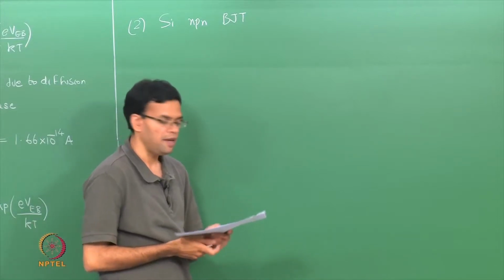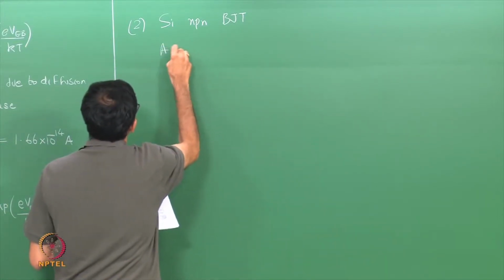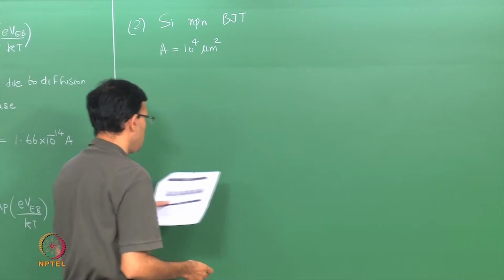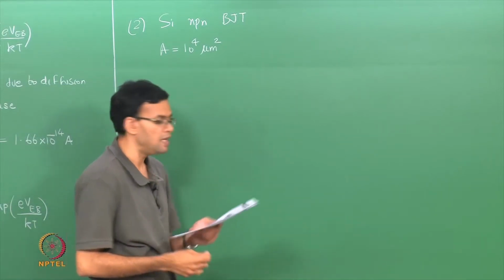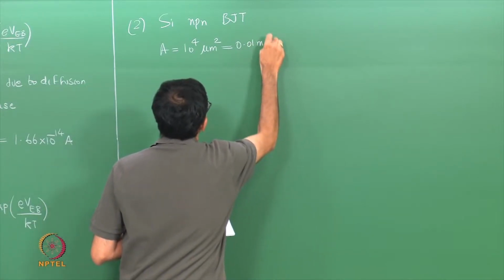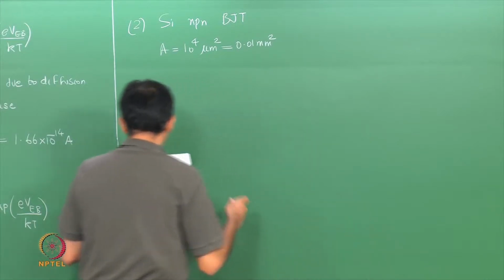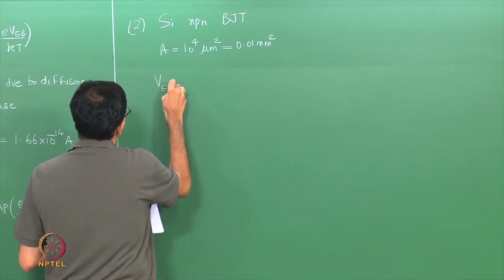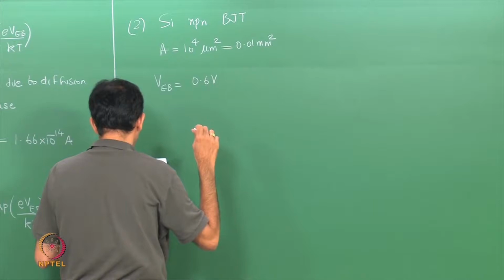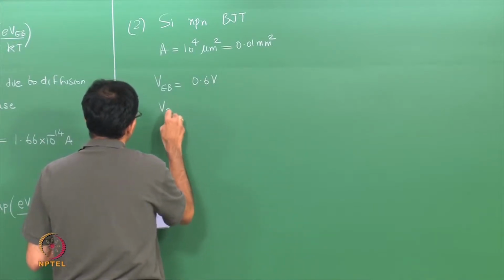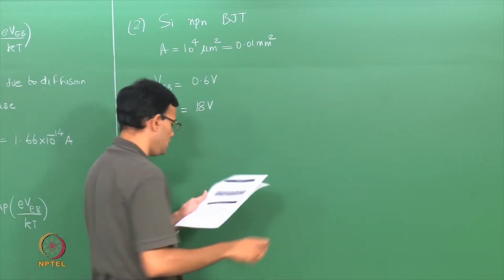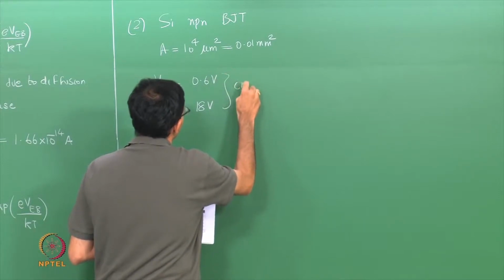The cross sectional area is given. So, A is 10 to the 4 micrometer square. Micrometer is nothing but 10 to the minus 3 millimeter, so another way of writing is just 0.01 millimeter square. The base emitter forward bias voltage, VEB, is given to be 0.6 volts, and the reverse bias base collector voltage is 18 volts. So, once again this is in a common base mode, CB mode.